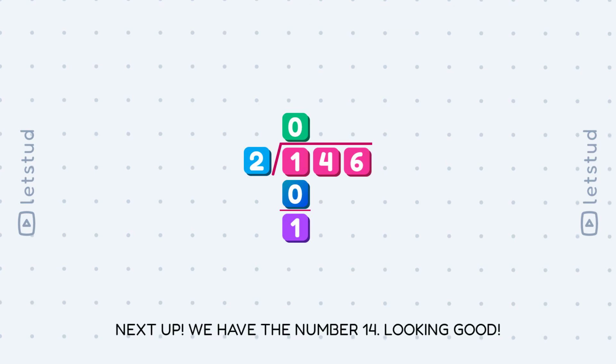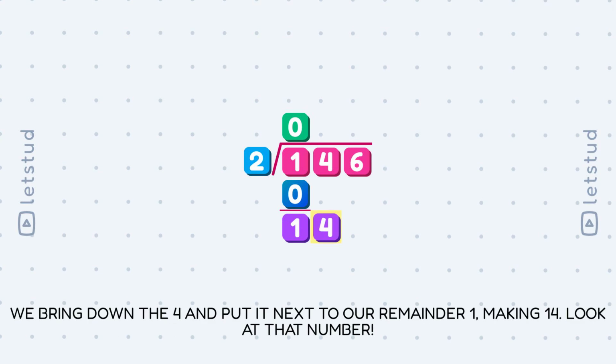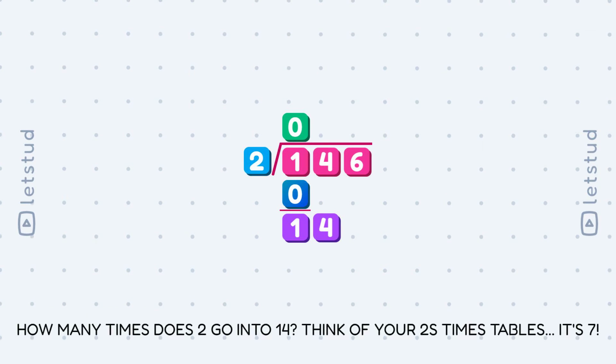Next up we have the number 14, looking good. We bring down the 4 and put it next to our remainder 1, making 14. Look at that number. How many times does 2 go into 14? Think of your 2's times tables, it's 7.